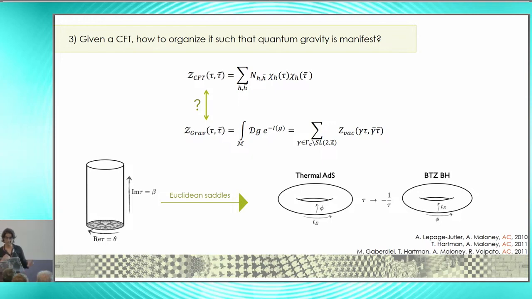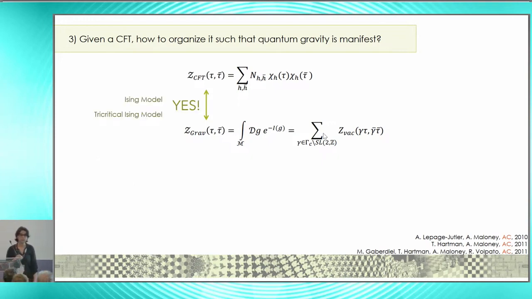Does the Ising model and the tricritical Ising model allow a rewriting in this way? And the answer is yes. Okay? It's not how you would write it. You're not going to find this in Francesco. They're going to write it as the first line. But you can actually write it for these 2 cases. You can rewrite that partition function as a sum over images.